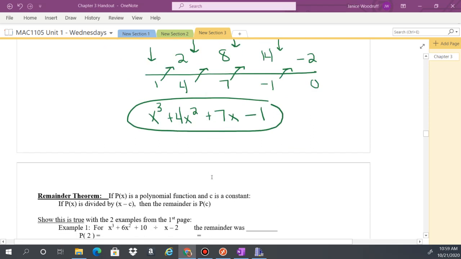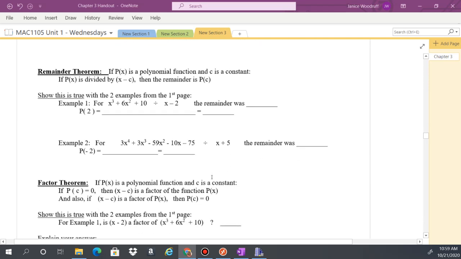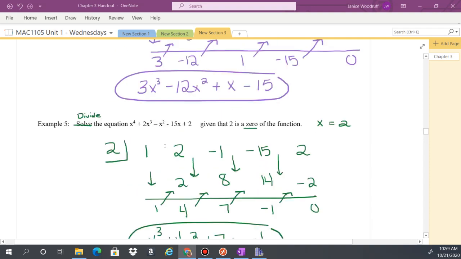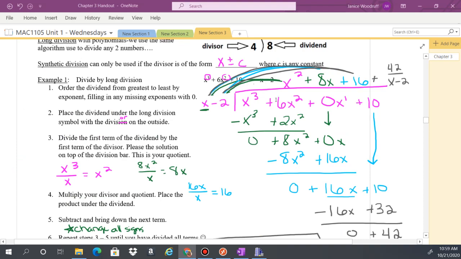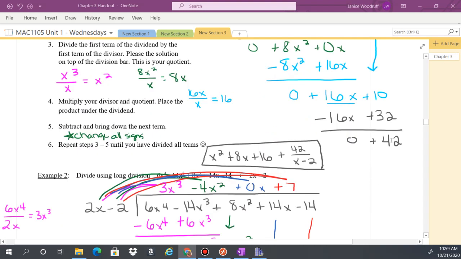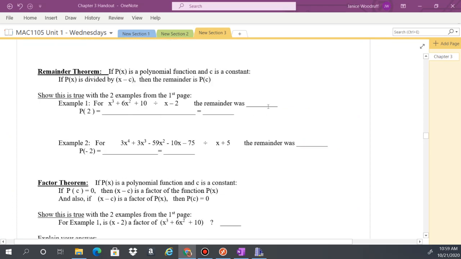All right, so the remainder theorem is that if p of x is a polynomial function and c is a constant, if the polynomial is divided by x minus c, then the remainder is p of c. So what does that mean? From the first page, we had this example here, x cubed plus 6x plus 10 divided by x minus 2. That was, I think, example 1. The remainder here was 42. So in this example, the remainder was 42.